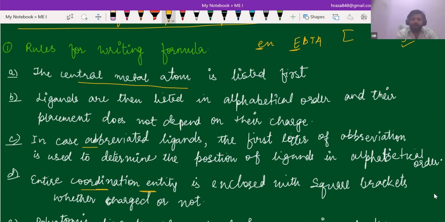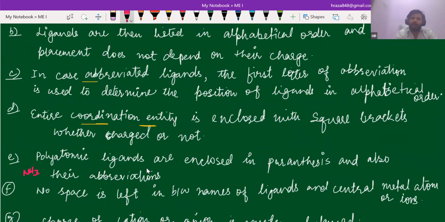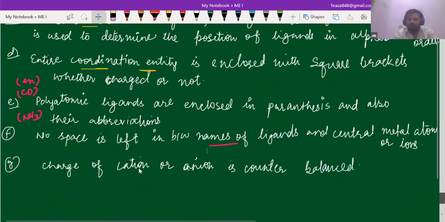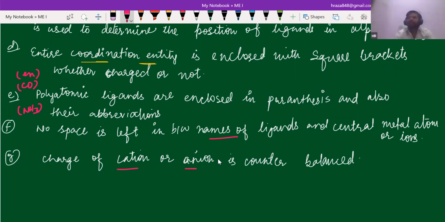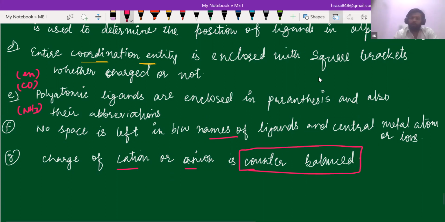Is that clear? After that, polyatomic ligands like NH3, CO and en are separated with parentheses, and no space should be left between names of ligands or central atom. If there is a charge, like cation or anion, that will be counterbalanced with the help of either a counter ion or the charge on the square bracket. Is that clear?